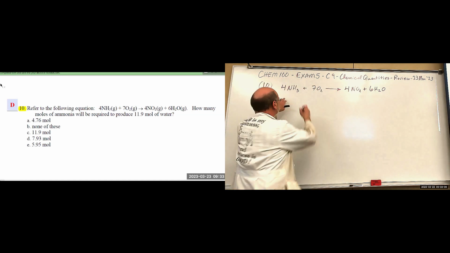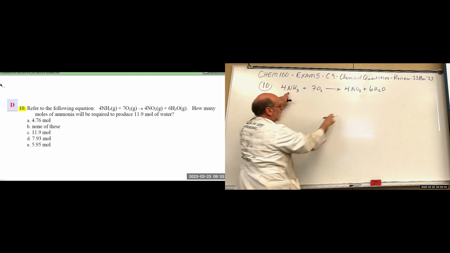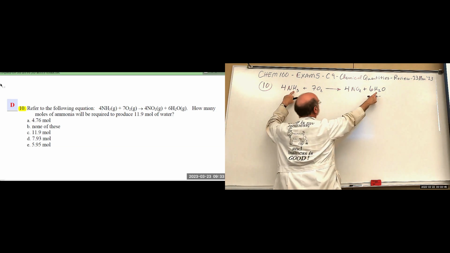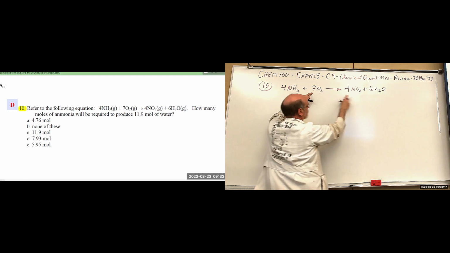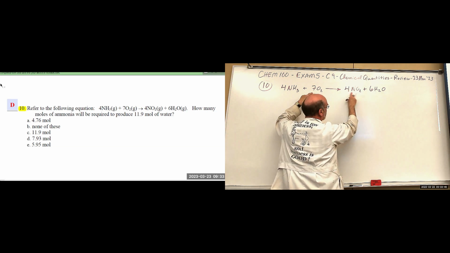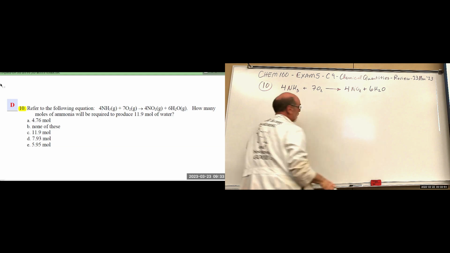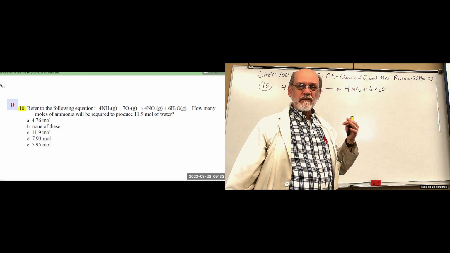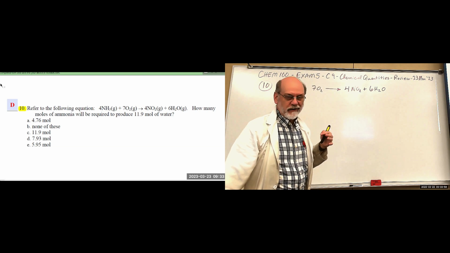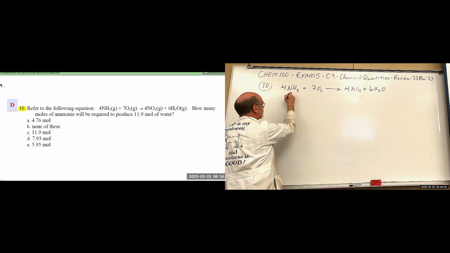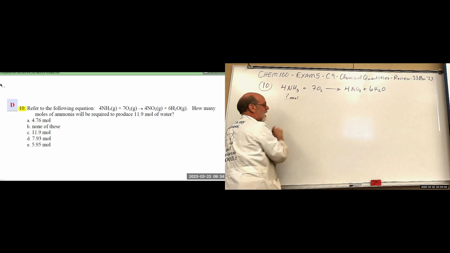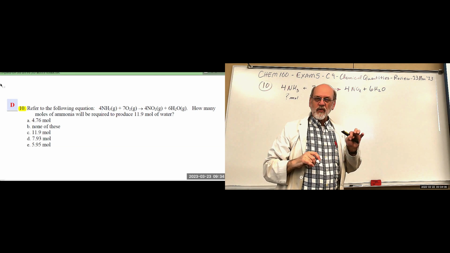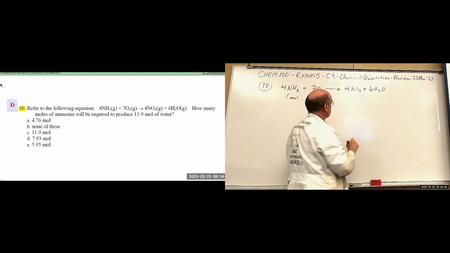Let's check. 4 nitrogens, yep. 12 hydrogens, yeah. 14 oxygens. That's 8 plus 6 is 14. Okay, we are balanced. Now we can go to the next step. How many moles of ammonia will be required? How many moles of ammonia will be required to produce 11.9 moles of water?